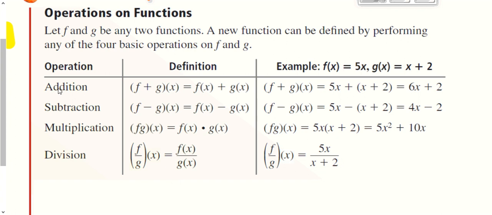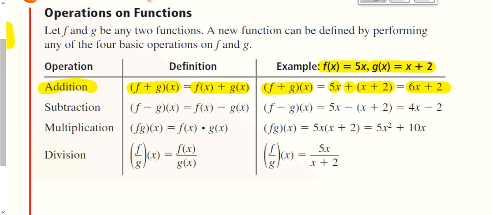If we're looking at function addition, then if it says f plus g of x, that just means I'm taking my f of x function and adding my g of x function. So for example, if f of x is 5x and g of x is x plus 2, it says f plus g of x. I'm going to take that 5x, and then I'm going to take that x plus 2, and I'm going to add them together. So 5x plus another x is 6x, and then there's my plus 2.